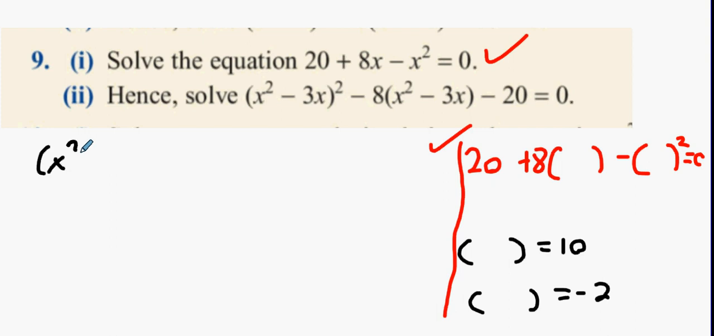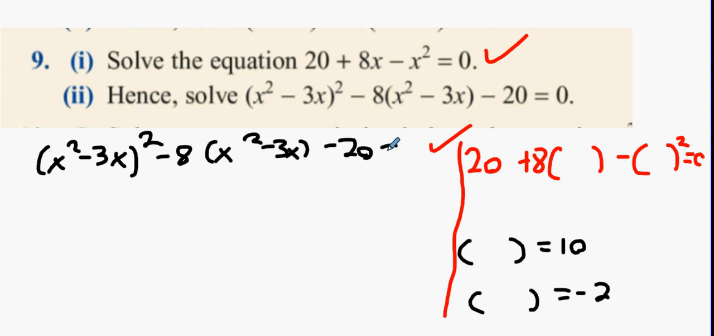Yeah, isn't it? It's x squared minus 3x squared minus 8 times x squared minus 3x minus 20. So what has the blank been filled with? What's the blank been filled full of? That thing there, isn't it? Your blank has had this put into it.